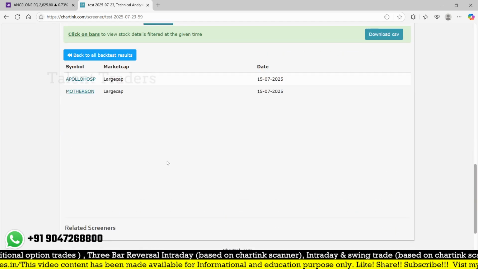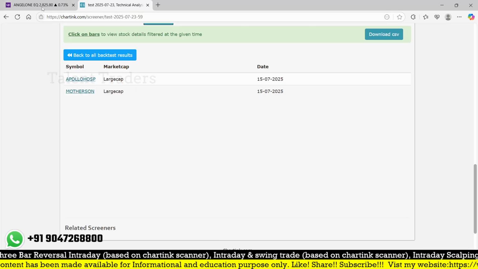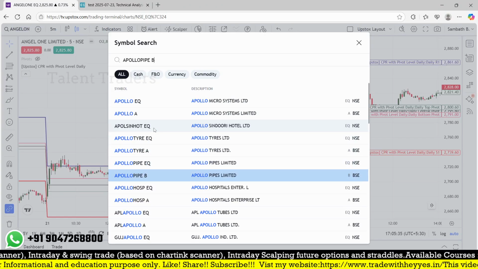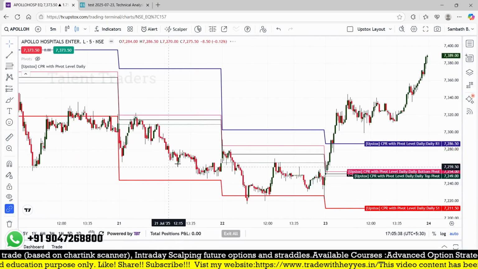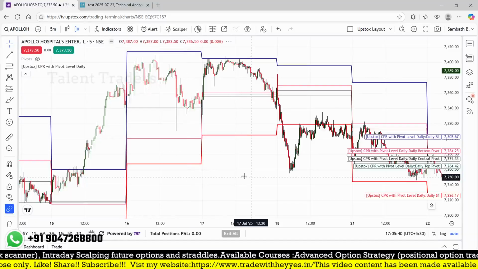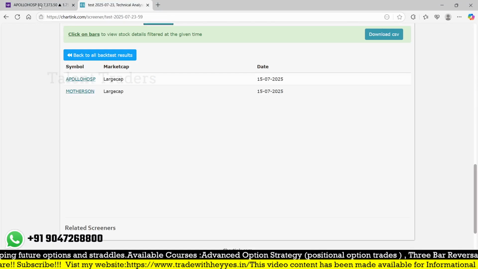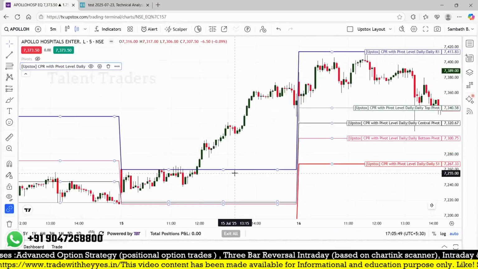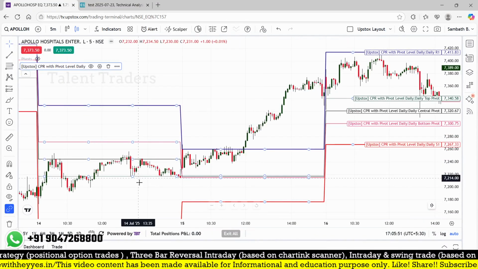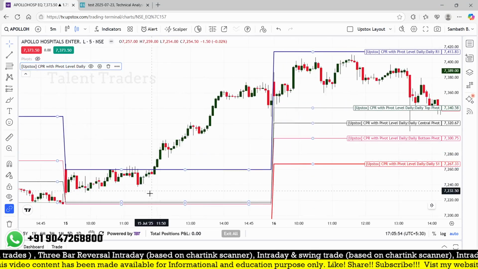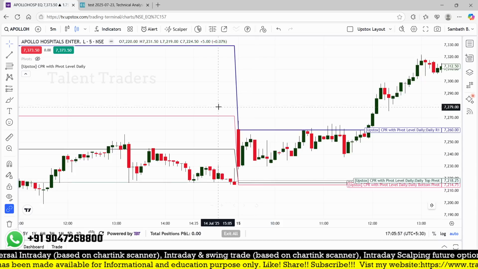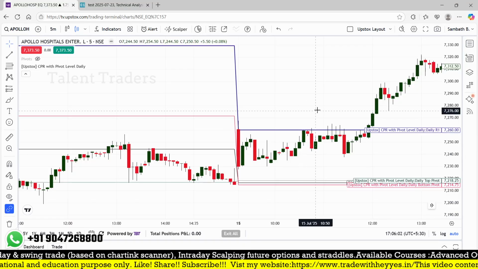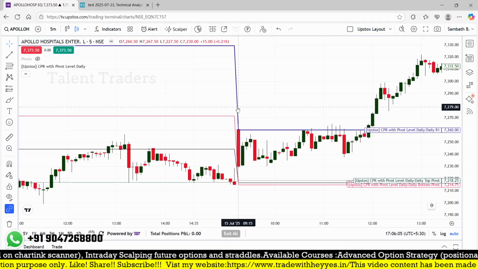And on the 15th we have Motherson and Polo Hospital. So let me check whether our condition is satisfied in this particular one. What date was it? 15/7, here this is the particular day. Yeah, in this case, it is exactly on the level, where the CPR is very tight. It's slightly higher, so 7260. The open of this particular candle is 7260.5.